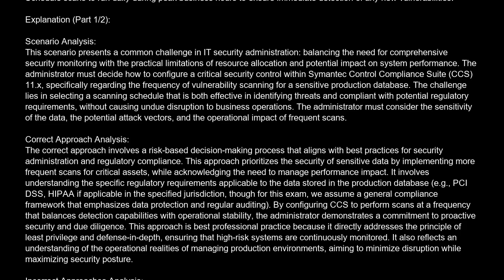The correct answer is C. Schedule scans to run daily during peak business hours to ensure immediate detection of any new vulnerabilities.